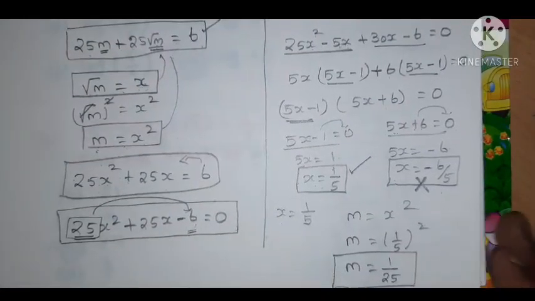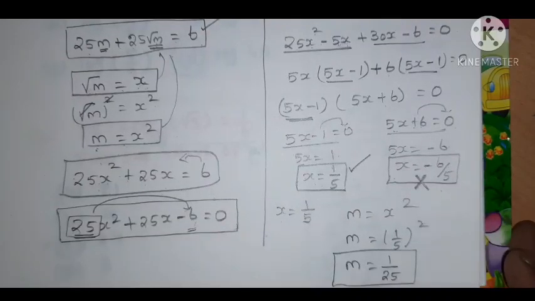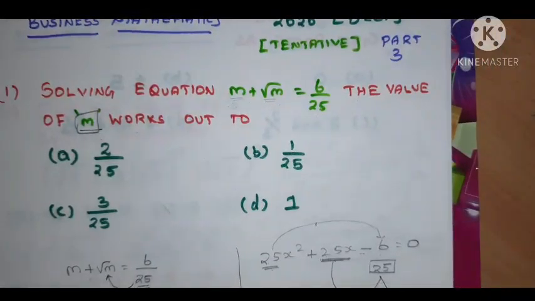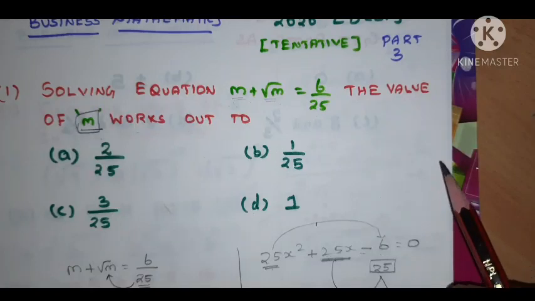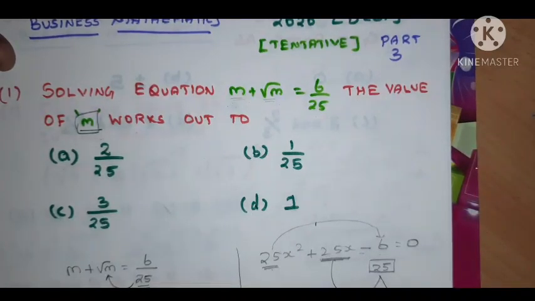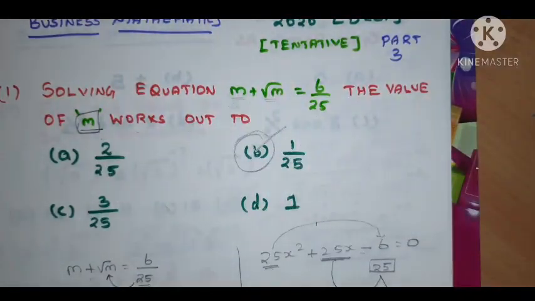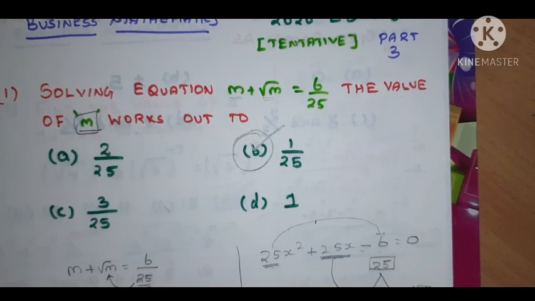So the value of m in the given question is 1 by 25. Now look at the question. What is the answer? Solving the equation m plus root m is equal to 6 by 25, the value of m works out to 1 by 25 in the given options. So option B, 1 by 25, is the right answer. Hope you understand. It's a simple algebraic problem, only the factorizing. If you know the factorization, it will be much easier. We can easily work it out. Fine? Good. We'll go to the other question.